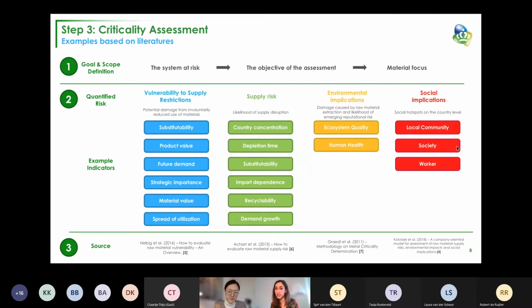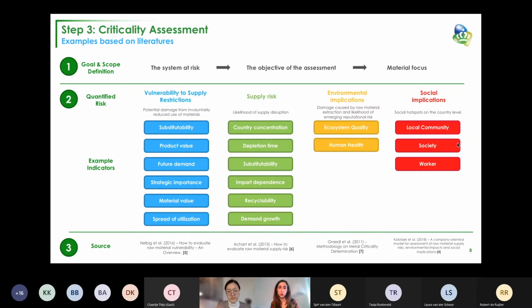Then what is the objective of the assessment? Do you want to raise awareness of that for your operations, or do you just want to use it to reduce your own risks? And then lastly, the material focus. What materials are you focusing on? For example, cobalt or also rare earth mineral elements, etc.